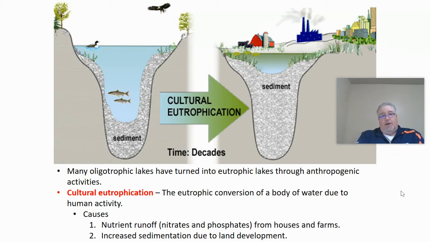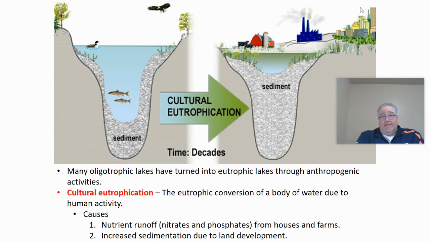If you look at this picture here on the left, we've got a fairly deep lake, nice and clear, not a lot of algae growing in it. This is typically an oligotrophic situation over here on the left. But over on the right, you'll notice that there's some changes. This is the same body of water, but here's kind of the variable. This is decades of time. This might be 20, 30, 40 years. So let's see what's happened here, right?